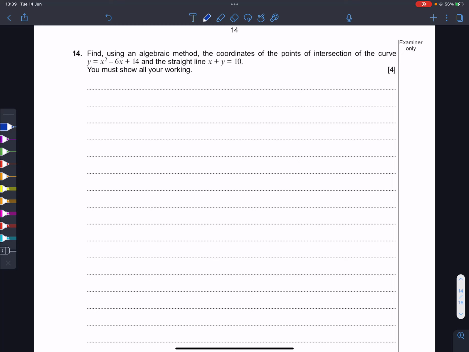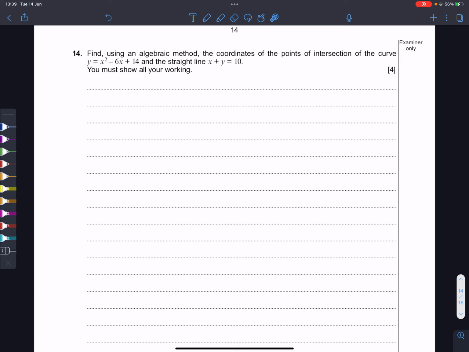Okay, this is question 14 on 2016 WJC additional maths paper. So we need to find, using an algebraic method, so that means just using algebra, the coordinates of the point of intersection. So notice we've got the plural, so there's going to be more than one, of the intersection of the curve y equals x squared minus 6x plus 14 and the straight line x plus y equals 10.